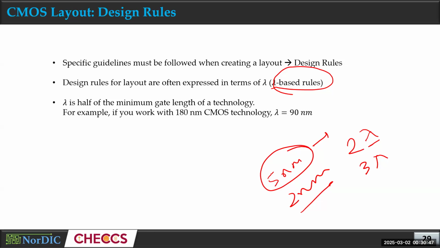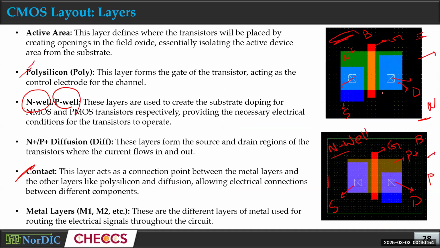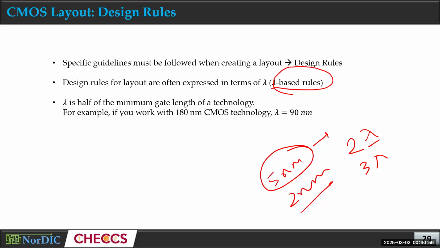And in the transistor, if you go back, we have this gate length. We have this gate here. So the length of the gate, the minimum gate length we can have in a technology, is actually this number.